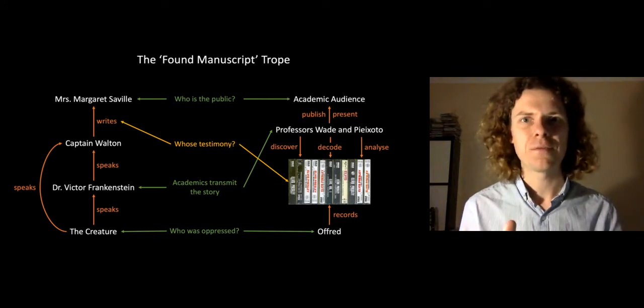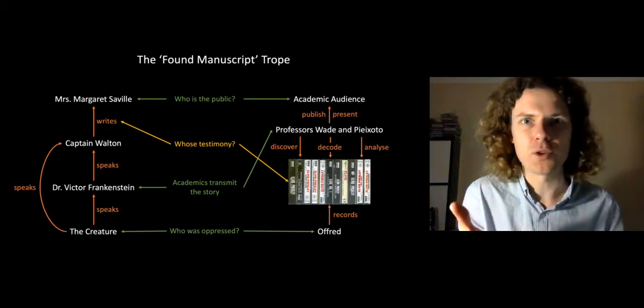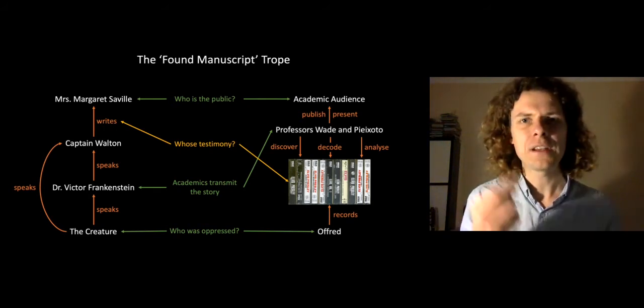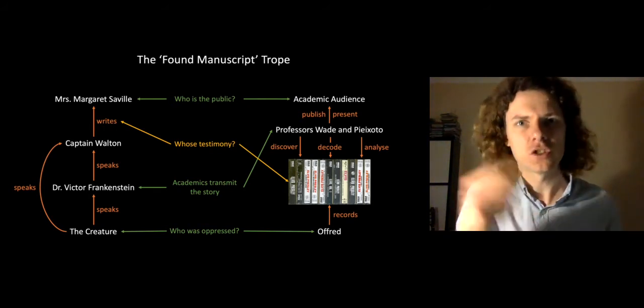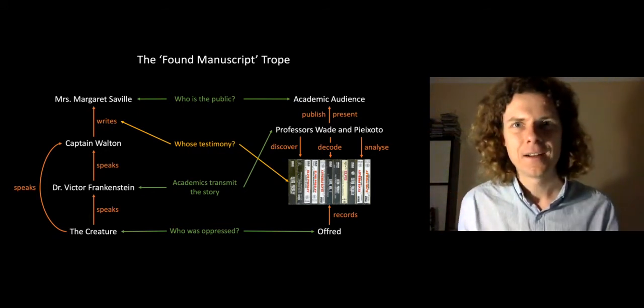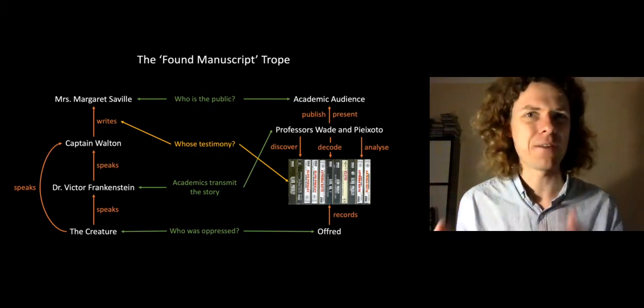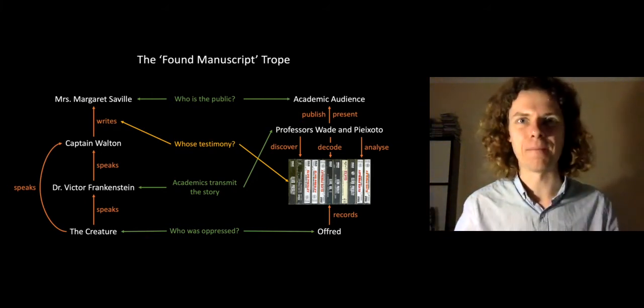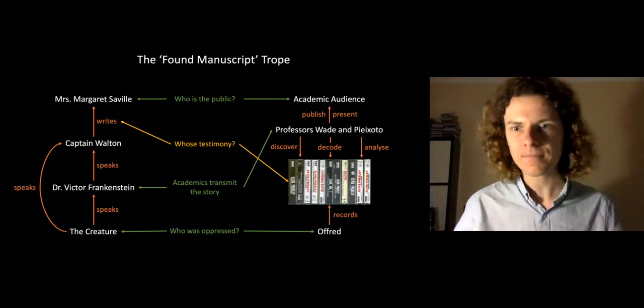What does it mean when the creature talks for most of Volume 2 in Frankenstein? Technically speaking, we're not hearing the creature. We're hearing Victor Frankenstein saying what the creature said to Walton, who then writes it down. Yet it seems when we're reading it that we're hearing the creature directly. You might have different thoughts about this relationship.